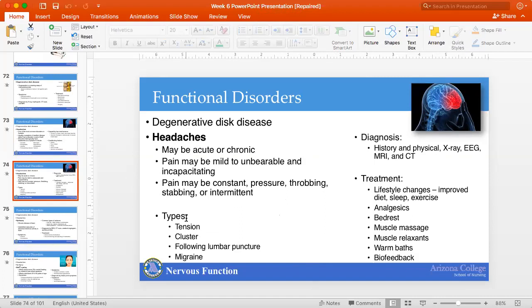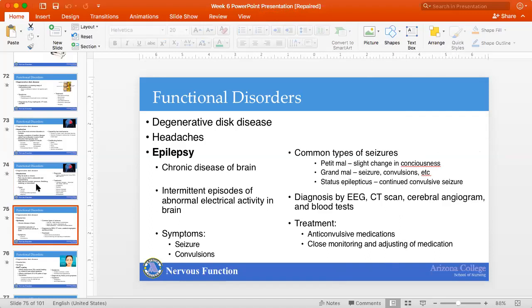Some types: you can see a tension headache. You also have a cluster headache, where the symptoms cluster together in certain brain locations or certain areas of the head. You could also have it following a lumbar puncture, and also migraines. A treatment would be some lifestyle changes, so you can try to improve diet, sleep, exercise, use of painkillers, bed rest, massage, other things to help you relax. You can try to alleviate at least the severity of the symptoms of the headaches.